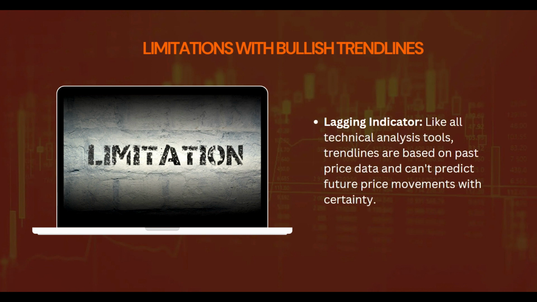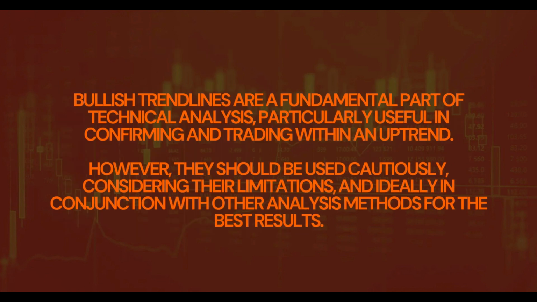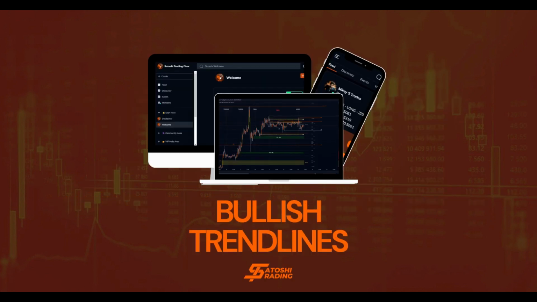As well as that, it is a lagging indicator. Like all technical analysis tools, trend lines are based on past price data and can't predict future price movements with certainty. That could be a problem for people using trend lines. So, bullish trend lines are a fundamental part of technical analysis, particularly useful in confirming the trend is an uptrend. However, they should be used cautiously, considering their limitations and ideally in conjunction with other analysis methods for the best results. So this is Bullish Trend Lines.